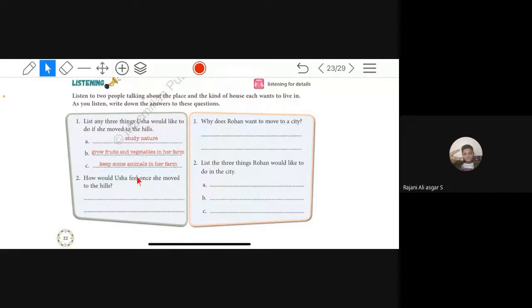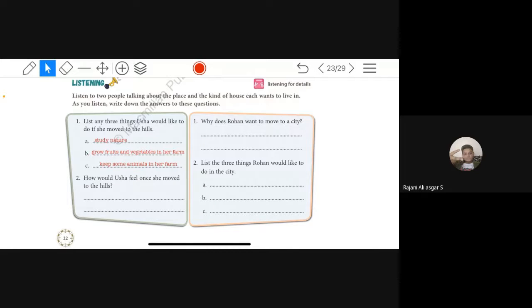Second, how would Usha feel once she moved to the hills? How would she feel if she goes to the hills? If she goes to the hills, how would she feel? So you forgot. How can you forget? Think.